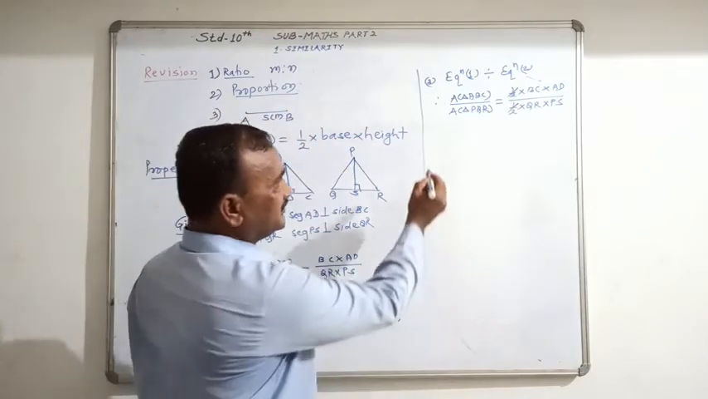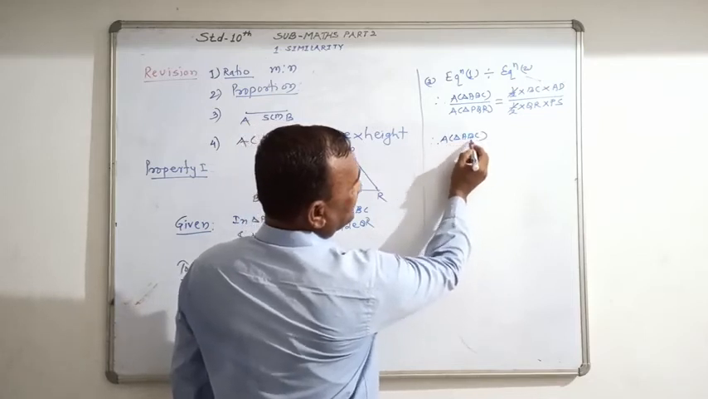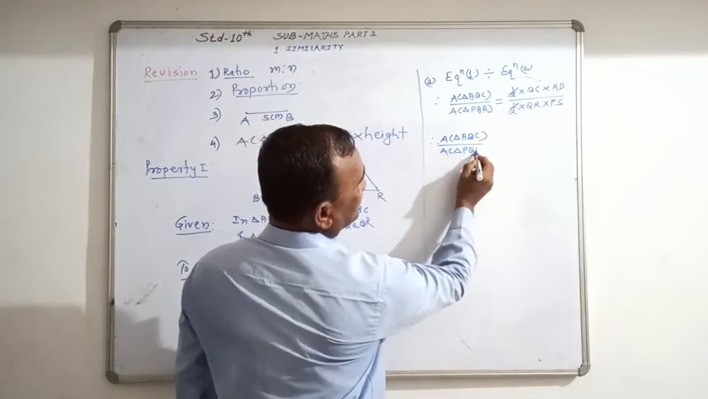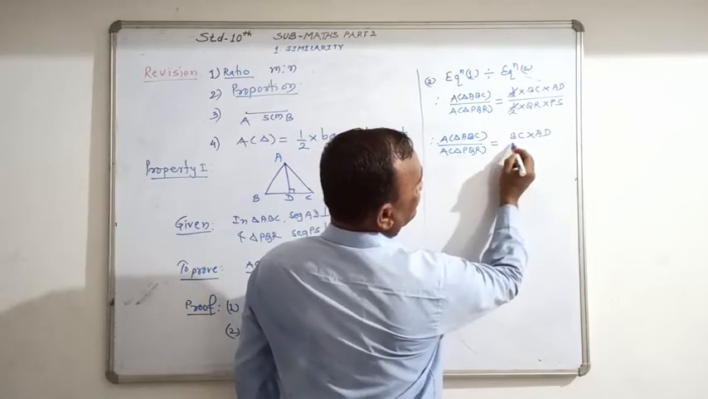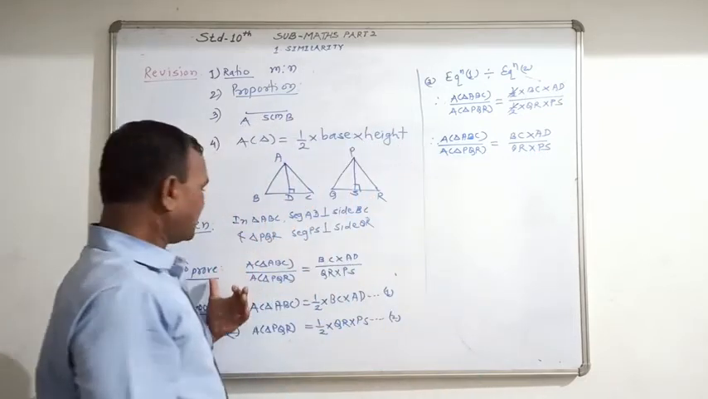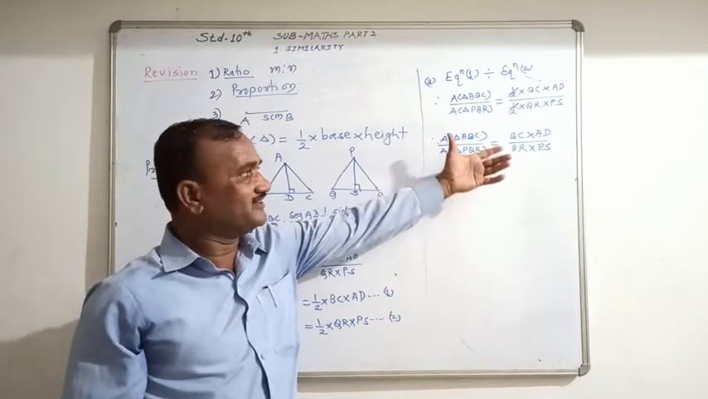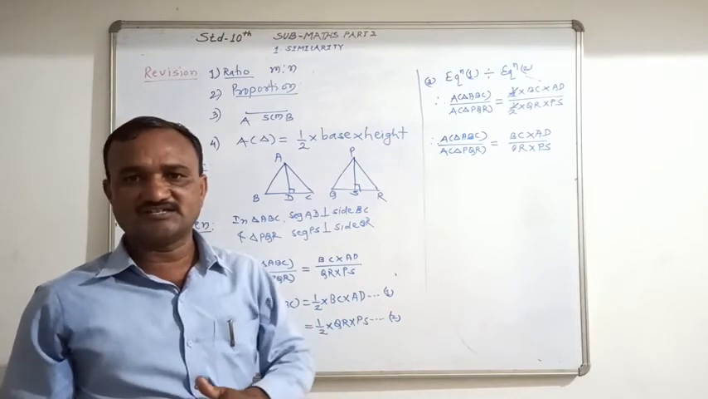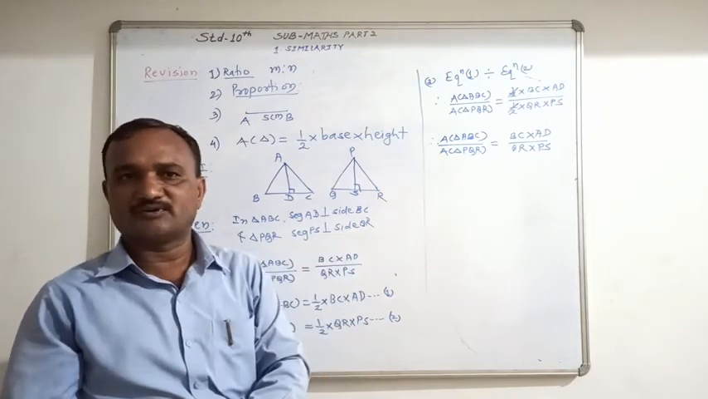So what we get here? Therefore area of triangle ABC divided by area of triangle PQR is equal to BC into AD divided by QR into PS. That is the 'to prove' part. We get it at this step. So the proof is completed. From that property, what we know? The ratio of areas of two triangles is equal to the ratio of the product of their bases and corresponding heights.